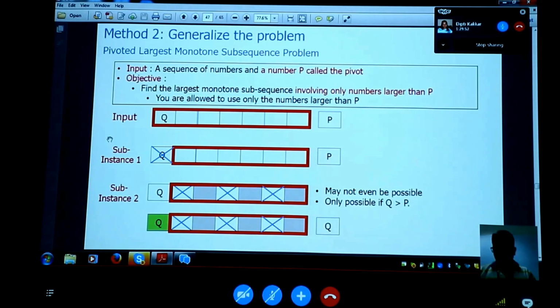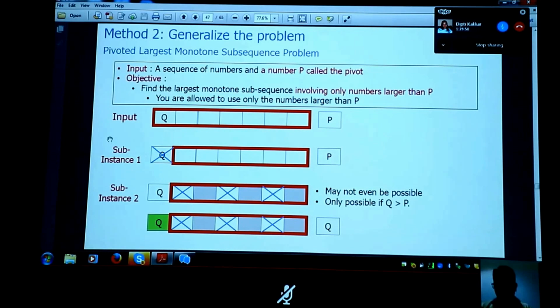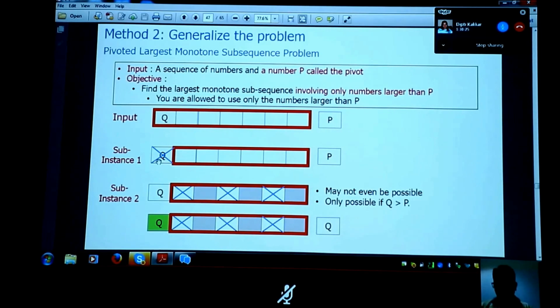Let's construct the first subinstance, same as before. Can I pick the first element q? Q is the first element. Can I pick it? Do I want to pick it? Now, if I don't want to pick it, my set will become this, and my pivot will remain the same. If I decide to pick it, well, wait there. You may not even have the option of picking it, because I can only pick numbers that are bigger than p. So if q is smaller than p, I may not even have this option. I may have only one option, drop it. If q is bigger than p, I have the option of picking it, and I pick it. It's possible only if q is bigger than p.